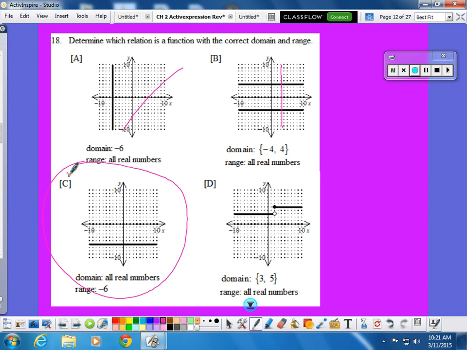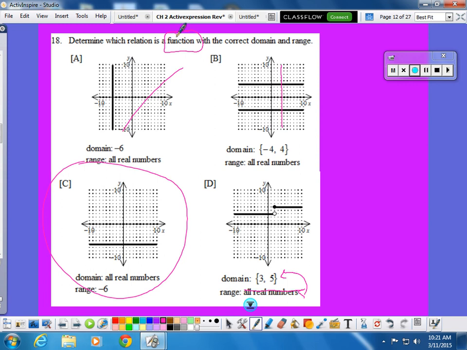Wait, how would the domain be all real numbers here? Oh, over here, because every x has a point on it. Even this one, even though that's a hole, it's colored in somewhere. Well, it's not either. The range, just on this part right here, is 3 and 5, so these are swapped. Good question. So it has to pass the vertical line test? Yeah, to be a function.